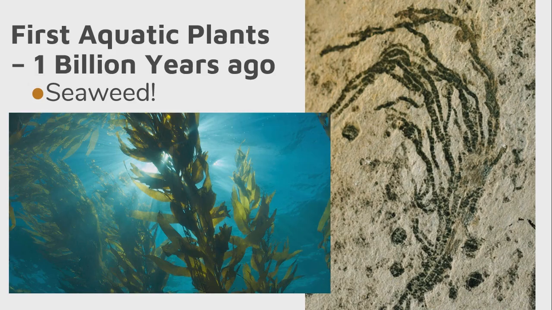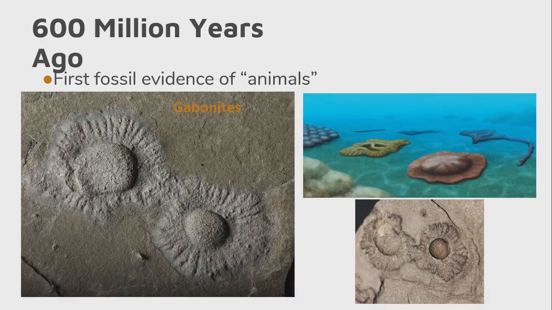Something else that's kind of neat, about 1 billion years ago, so still in the Proterozoic Eon, we do have the first seaweed. So it's not just algae, but actually seaweed's kind of like an algae that's sort of formed a bigger body. And it's still very simple compared to something like a plant, but it's more complex than an algae. And in this eon, we would have had our first fossil evidence of things that kind of resemble animals. This looks a little bit like a fried egg, this Gabbonite.